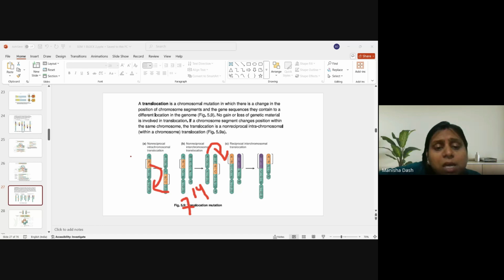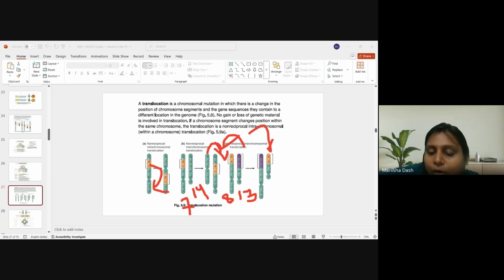But sometimes there could be a reciprocal one. Like here, as you see, this is, let's say, chromosome number 8, this is chromosome number 13 or 14, whatever it is. A segment is exchanged between them. So the A and B from chromosome 8 have shifted to chromosome number 13, and the MNO has been shifted from chromosome 13 to chromosome number 8. So this is what is called a translocation.